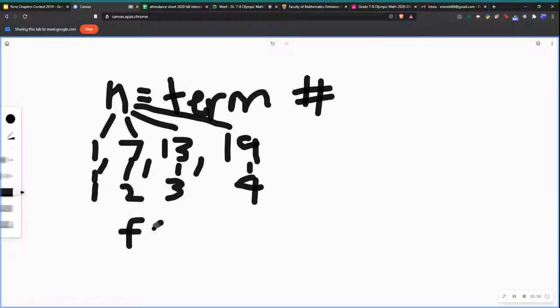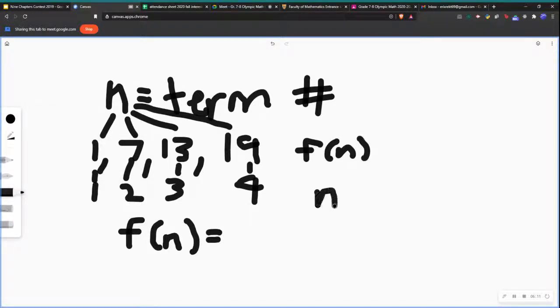Usually a way we do this is to use function notation. So we can say f(n). f(n) represents your numbers over here, so 1, 7, 13, 19 are your f(n)'s, and 1, 2, 3, 4 are your n's. We want to find a formula for f(n). Does anyone know what a formula for this would be? Yeah, 6n minus 5. And I'll show you how he got this.